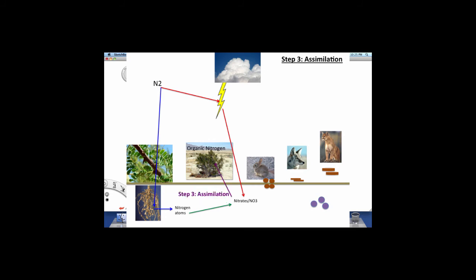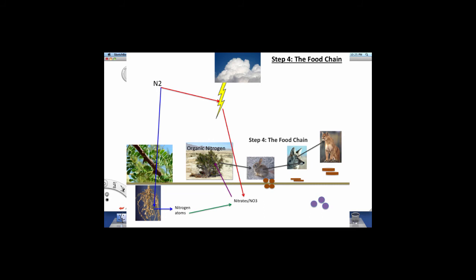Step 3 of the nitrogen cycle is assimilation. This is when the plants take in the nitrates and incorporate that nitrogen into their bodies. So we now finally have organic nitrogen in the plant. Step 4 is the food chain, shown here by the dark gray or almost black color. The step 3, by the way, assimilation, is that purple arrow.